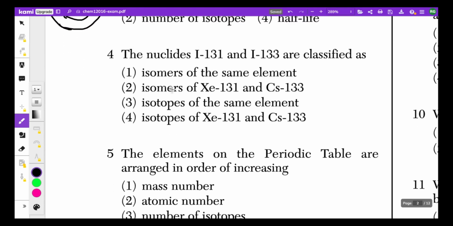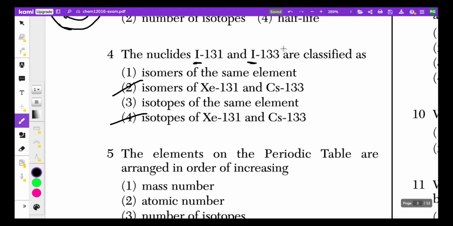The nuclei are classified as what? Obviously, we can see that they're the same element. They both have the same symbol, and if they have the same symbol, they're the same element. So 2 and 4 can't be our answer because they're different elements. It doesn't match up.